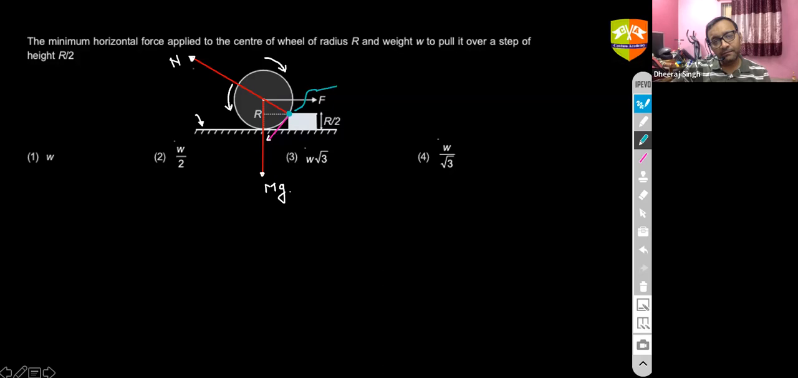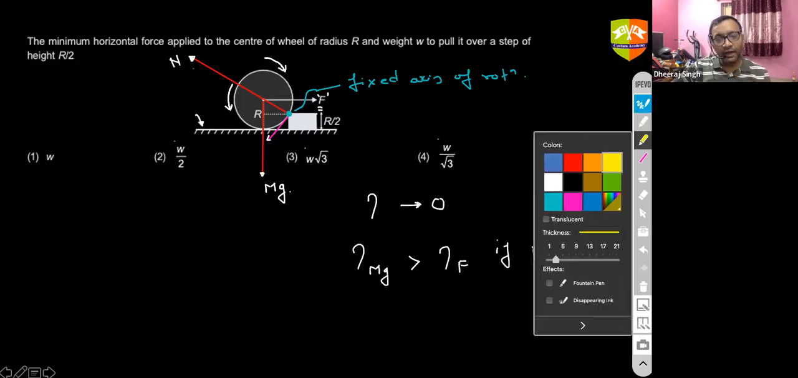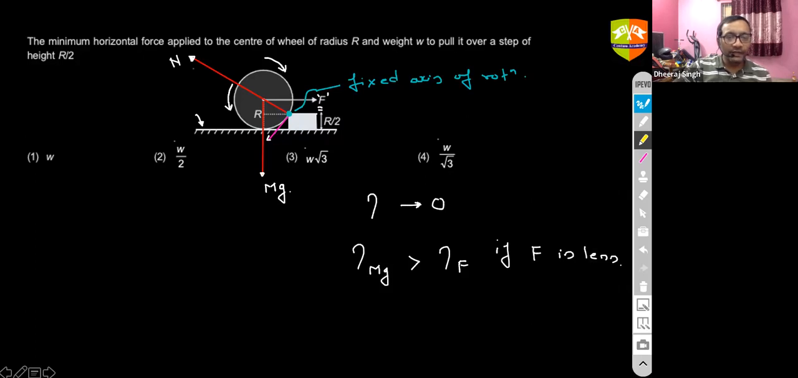This is the fixed axis of rotation. So if torque about that fixed axis is just greater than zero, it is like tending to zero. Initially, torque due to gravity will be more than torque due to F. If F is less, then torque due to F keeps on increasing. And after some time, the force which you are pulling becomes so big that it will topple over. So when it is just starting, torque due to F and torque due to mg will be equal and opposite.